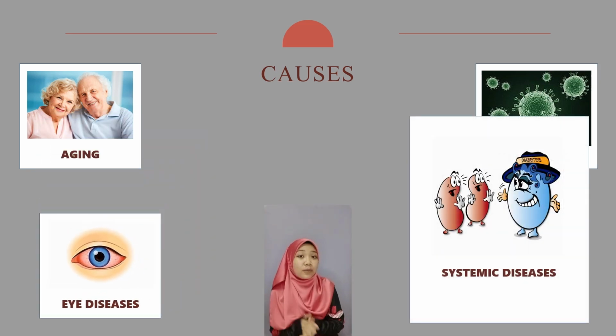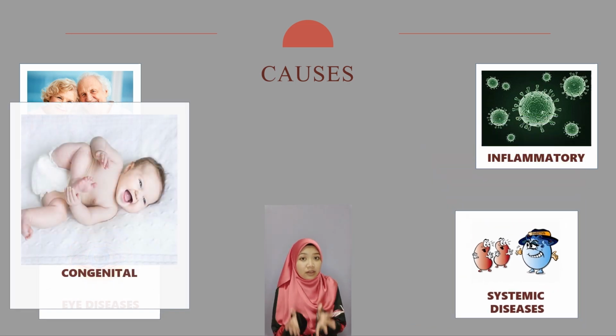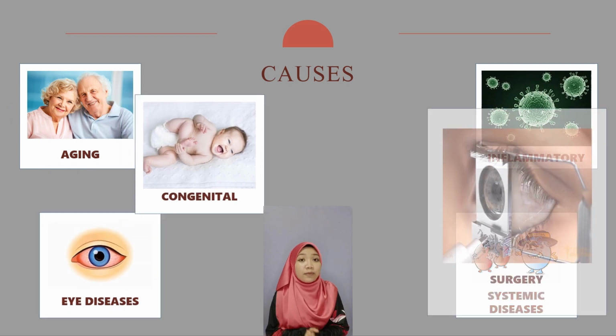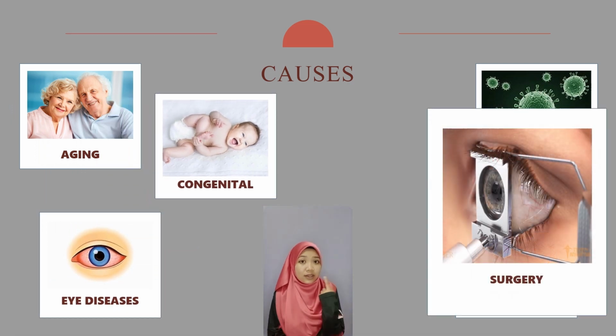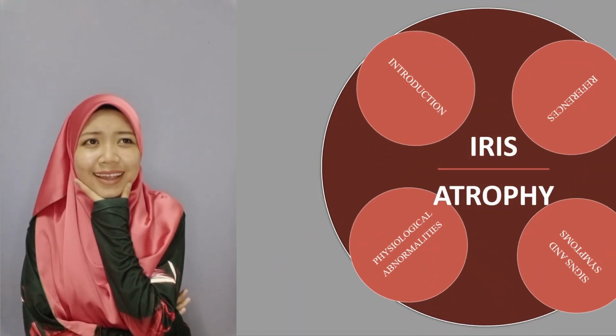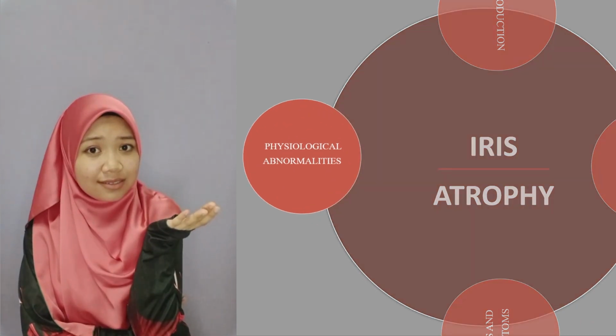Besides eye disease, a person who has diabetes also has a potential for having this disease. However, iris atrophy also can happen since the person is born. Other than that, if a person is having any surgery on their eyes, it also can lead the person to have iris atrophy. So how can iris atrophy occur to us?